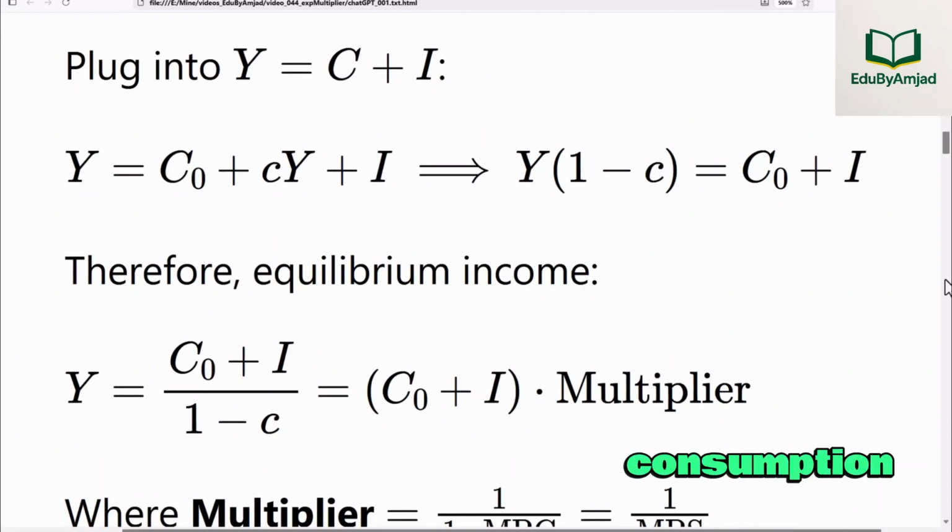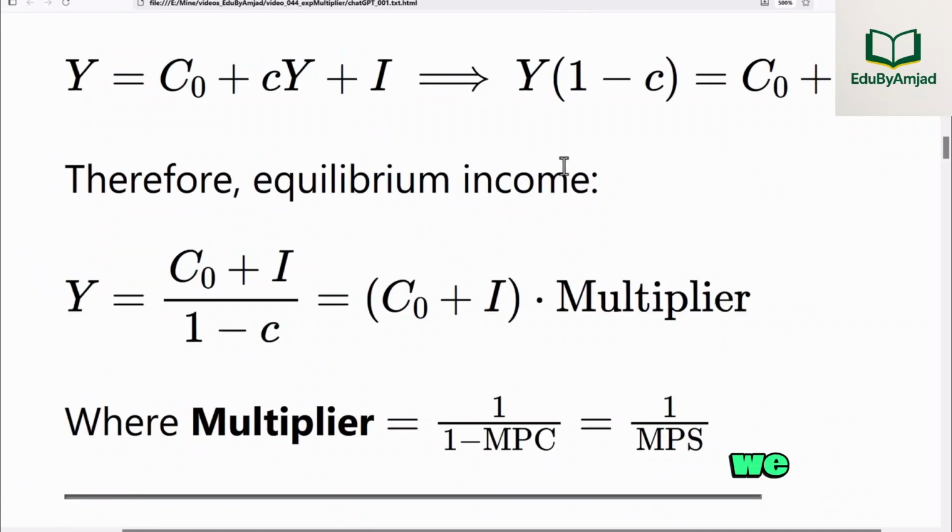Next, we plug in the consumption function and autonomous investment into the national income identity. Rearranging the equation places autonomous consumption and autonomous investment side by side, together known as autonomous spending. Then, by factoring out Y, we obtain the famous multiplier formula. National income equals autonomous spending multiplied by 1 over 1 minus the MPC, the multiplier.